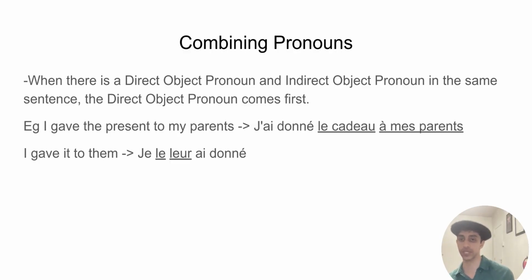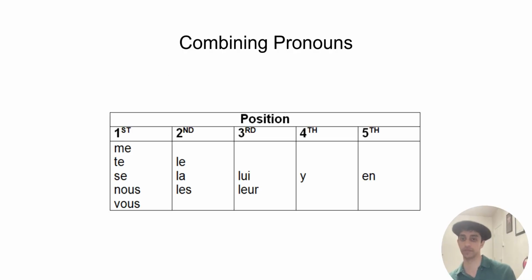And the important thing, of course, is to note that the direct object pronoun here, which is le, comes first, and then the indirect object pronoun, which is leur, comes just after that. And they must follow that order.